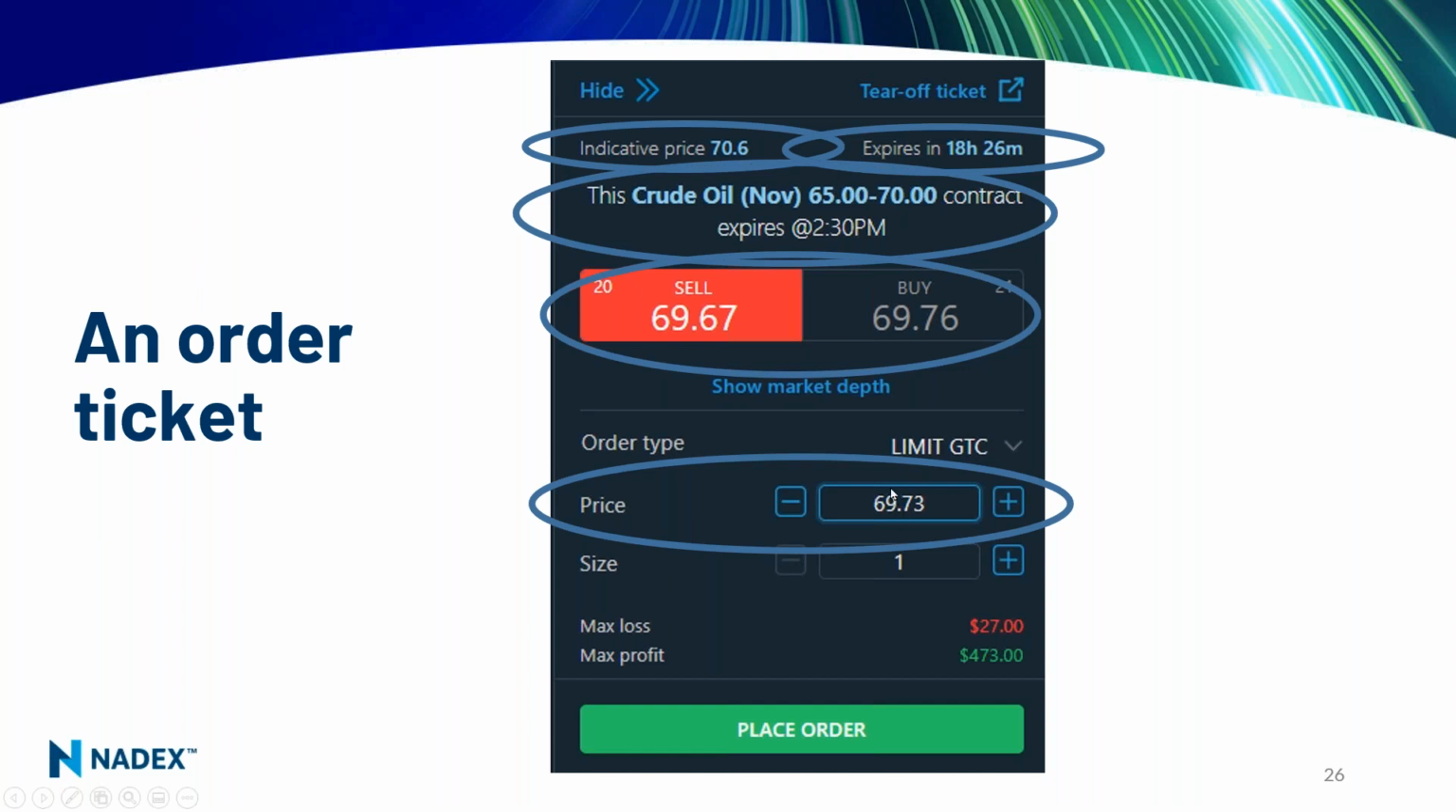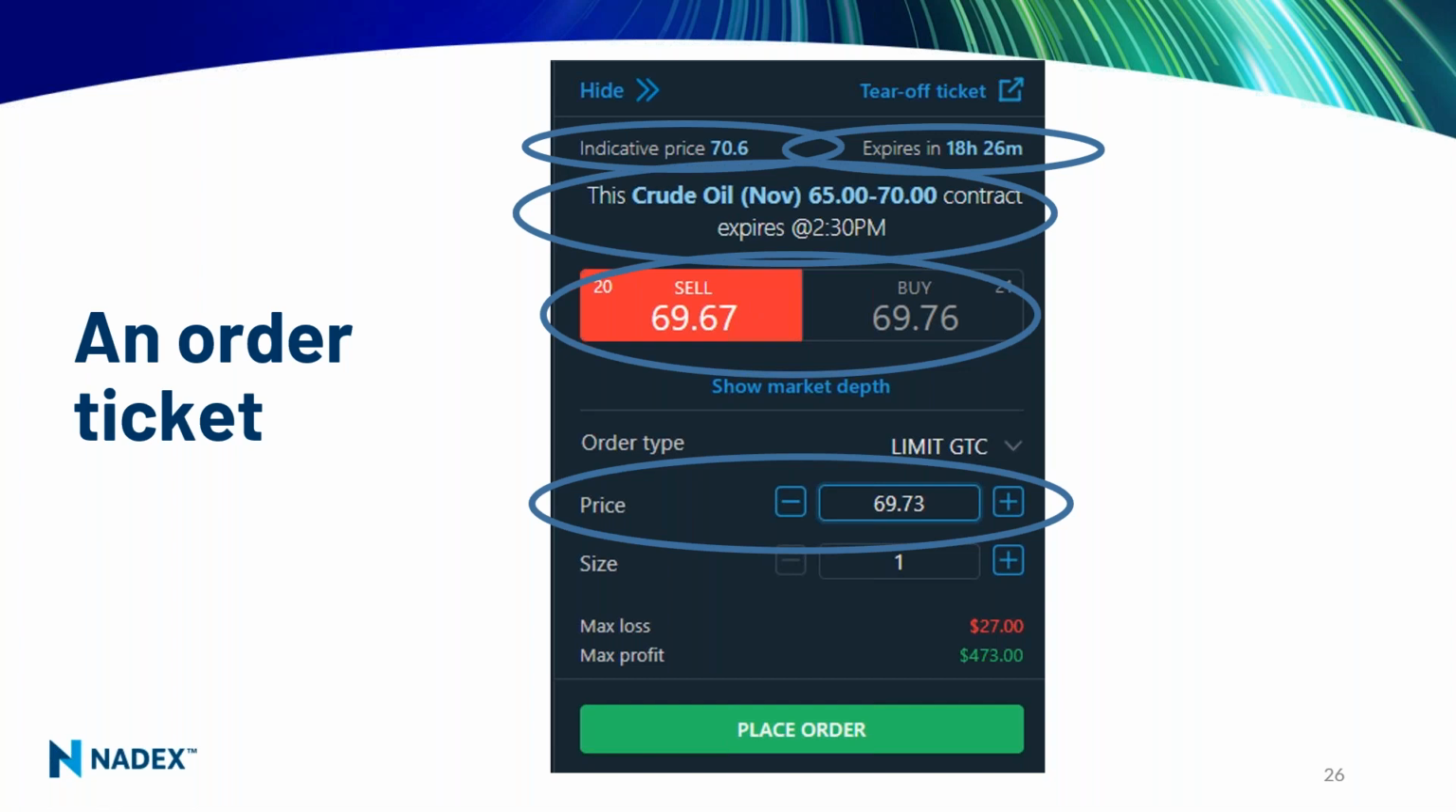Now I know if I were to sell it at 69.73, the most I could lose is $27 because 70 is the ceiling, even though it's currently trading above there. And if it were to trade all the way down to the floor, I could potentially make $473. But remember, if it went all the way down to 65, I'm not knocked out. It could go to 61. I'd still be in the trade.